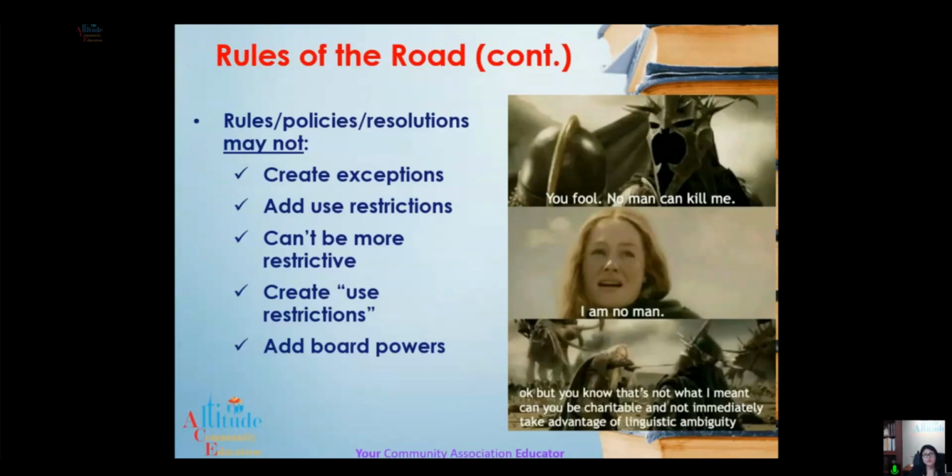Oh, I just realized we have use restrictions in here twice. So ignore that one. We already talked about use restrictions.